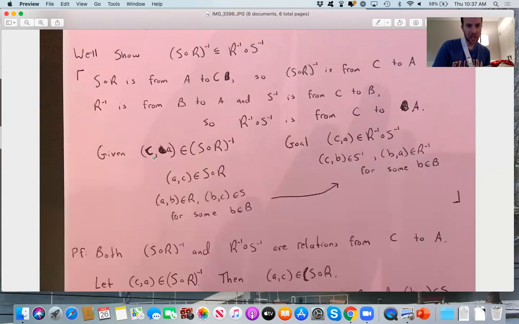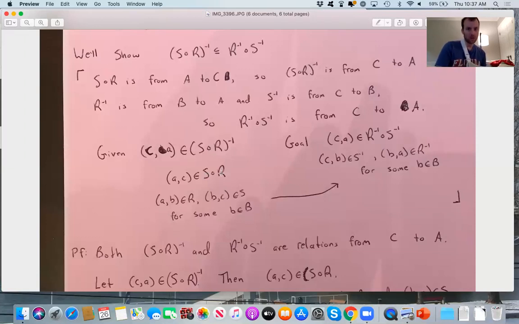So, the steps we can see, and we'll write it out more carefully after we figure out what the steps are going to be: if (C,A) is in S composed with R inverse, then if we flip the order of the pair, we end up in the original composition S composed with R. So that's using what it means to be in an inverse.